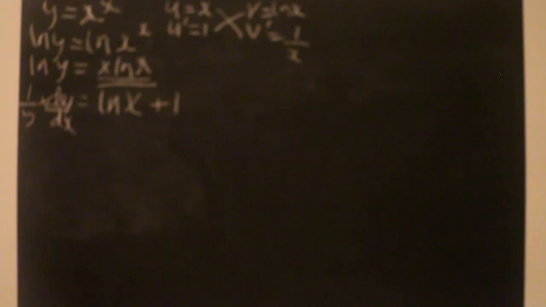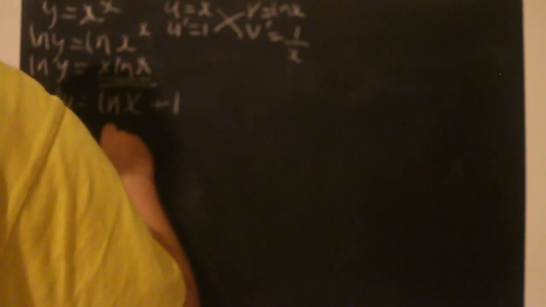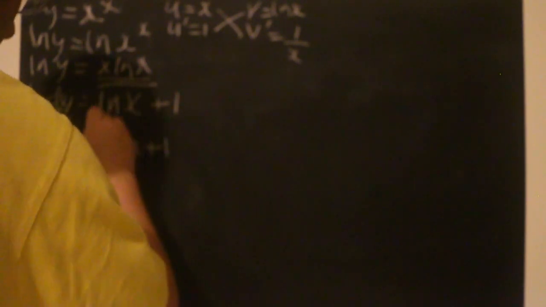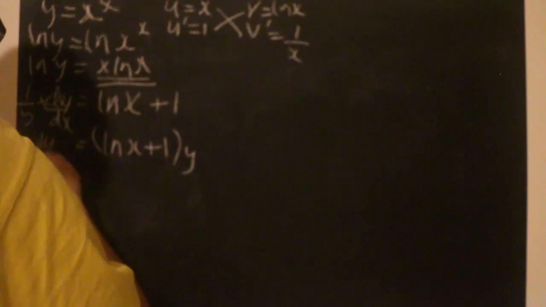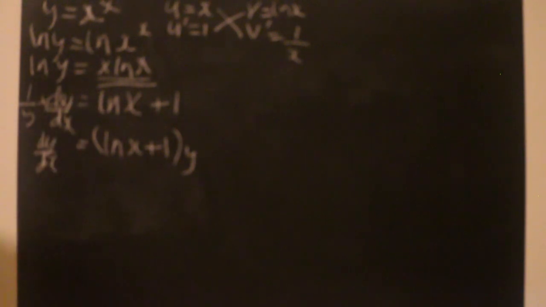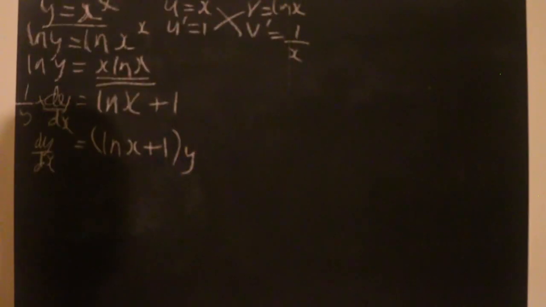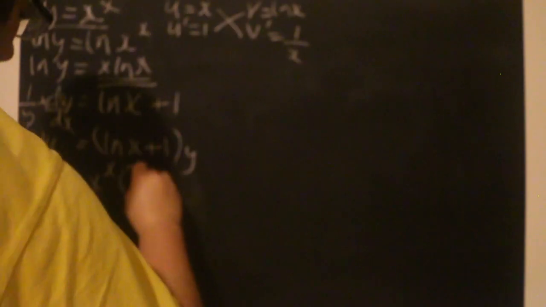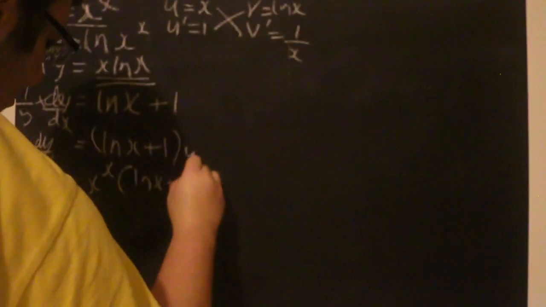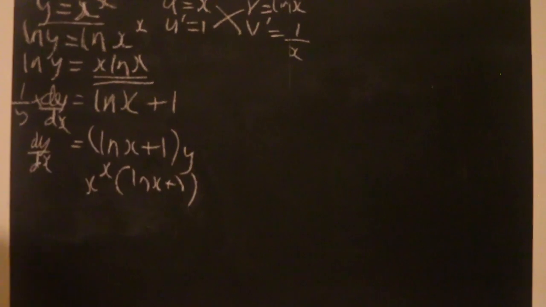So now we need to find dy dx. So dy by dx is equal to ln of x plus 1 times y. And as we said earlier, y is equal to x power x. So that leaves us with x power x multiplied by ln of x plus 1, which is the answer.